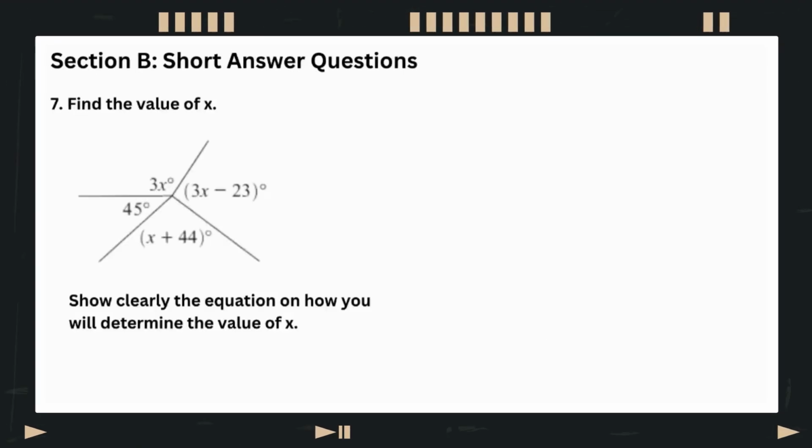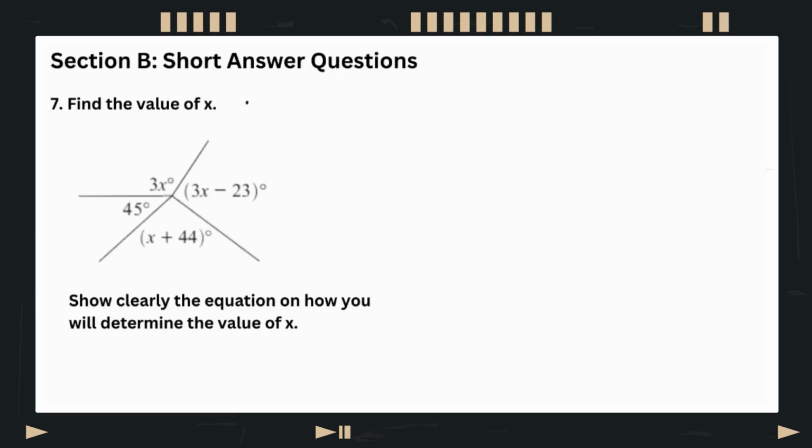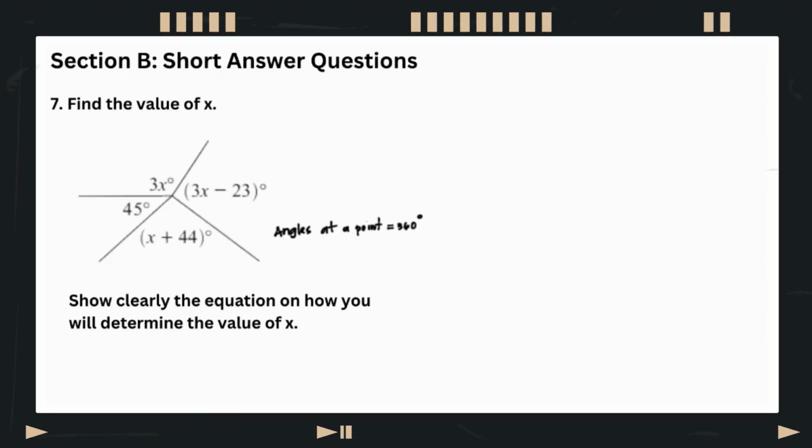Question 7. Find the value of x. Show clearly the equation on how you will determine the value of x. So as you can see, this is an example again of angles at a point. Angles at a point make up 360 degrees. So let's put that here.